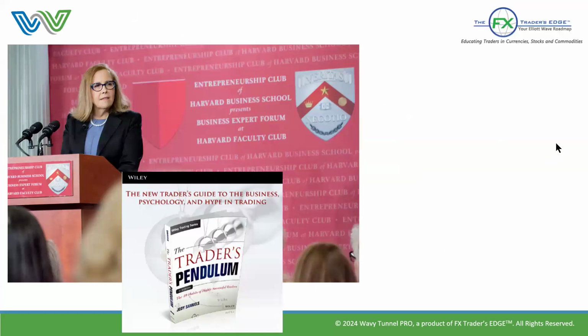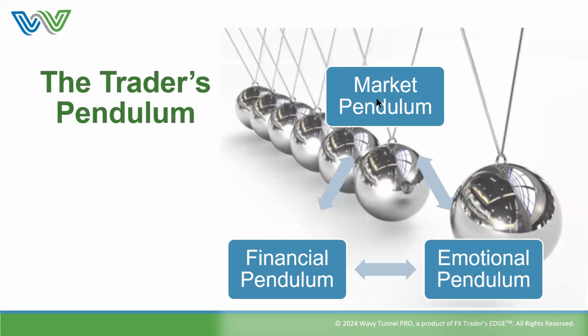And this is me quite a while ago now with my book, The Trader's Pendulum, the 10 Habits of Highly Successful Traders. And the Trader's Pendulum talks about three different types of pendulums: the market pendulum, the emotional pendulum, and the financial pendulum. All traders experience all of these pendulums. Today, we're going to talk about how the emotional pendulum, the emotions, feed into the market swings, and that's the market pendulum. And that can affect the P&L, obviously, which is the financial pendulum.